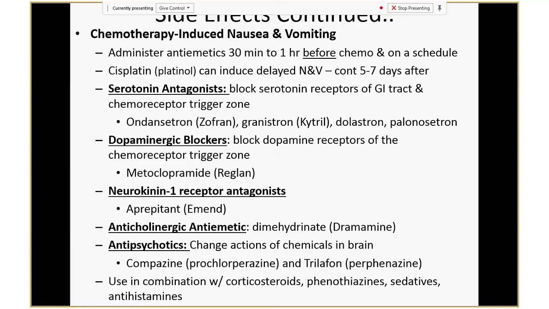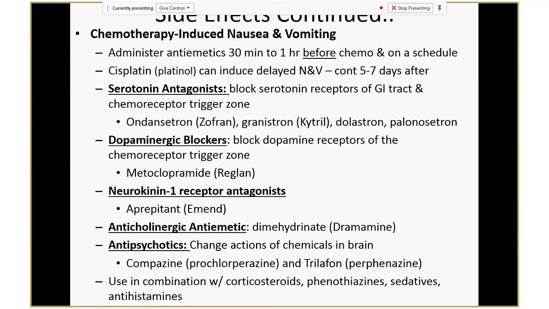I have listed all the drug classes of what the medications are. The serotonin antagonists are going to block the serotonin receptors of the GI tract and the chemoreceptor trigger zone. These ones are pretty common, you probably have heard of. Zofran is probably the most common, and that's probably what I would test over. Kytril, Anzemet, and Palonosetron are not as common ones that I have not administered, but they're more specific to chemotherapy patients.